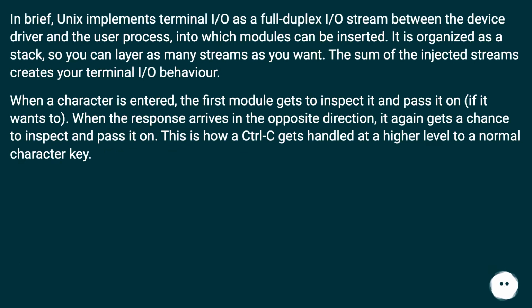In brief, Unix implements terminal I/O as a full duplex I/O stream between the device driver and the user process, into which modules can be inserted. It is organized as a stack, so you can layer as many streams as you want. The sum of the injected streams creates your terminal I/O behavior. When a character is entered, the first module gets to inspect it and pass it on, if it wants to. When the response arrives in the opposite direction, it again gets a chance to inspect and pass it on. This is how a control C gets handled at a higher level than a normal character key.